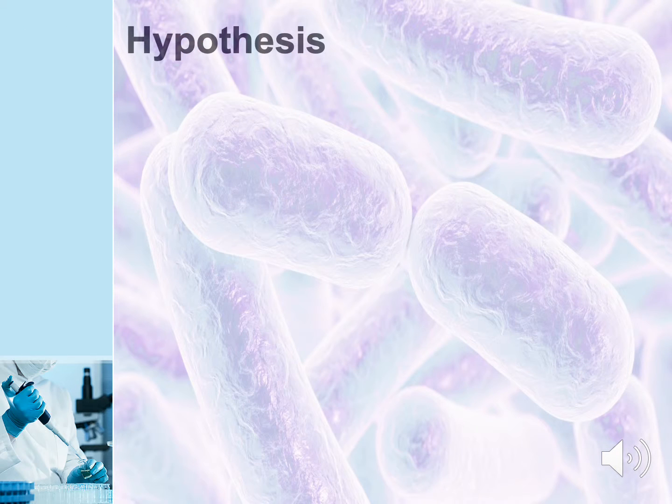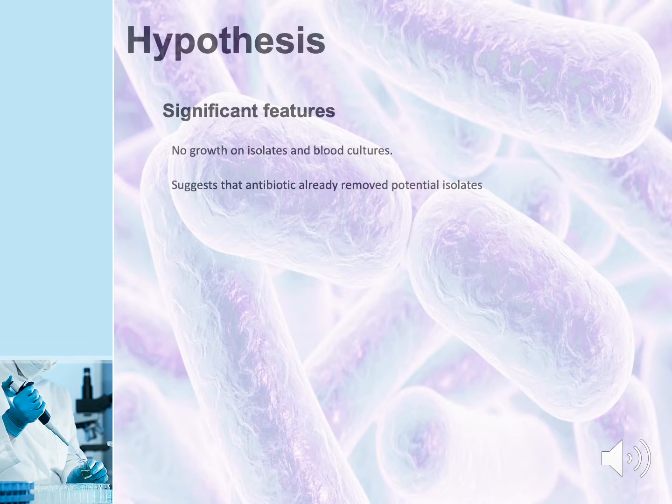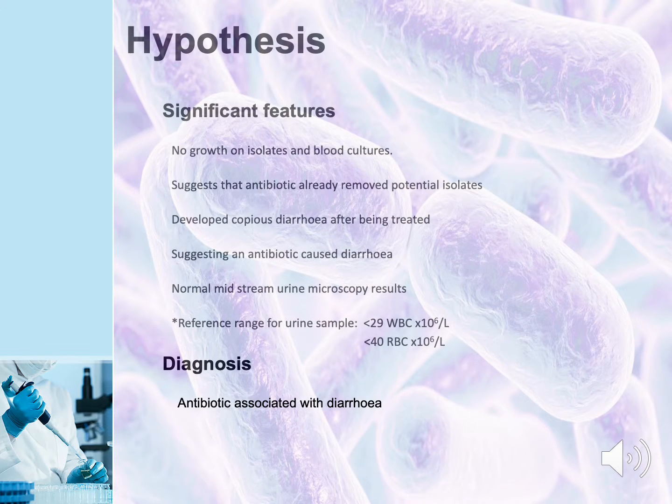The case results reveal no growth or isolates in blood and urine samples. The assumption is that the antibiotics used in the current case have already removed the original cause of illness and is now the primary cause of copious amounts of diarrhea. Generally, antibiotic-induced diarrhea is caused by Clostridium difficile, generally targeting the elderly aged 65 and above.